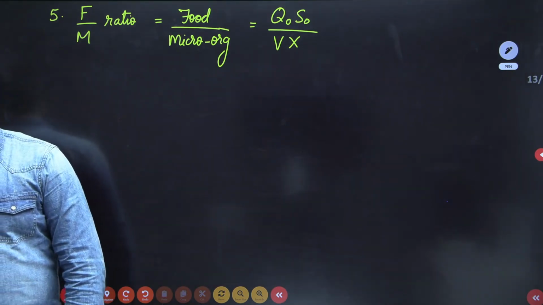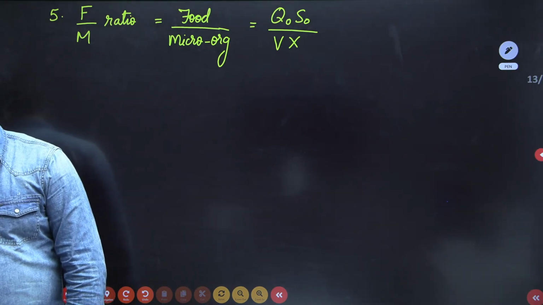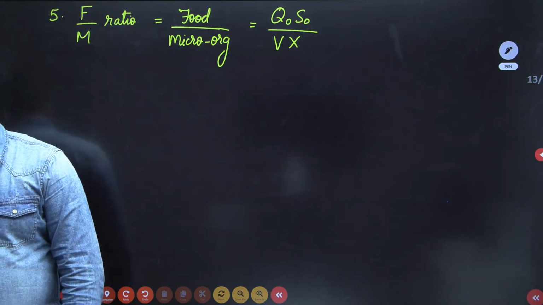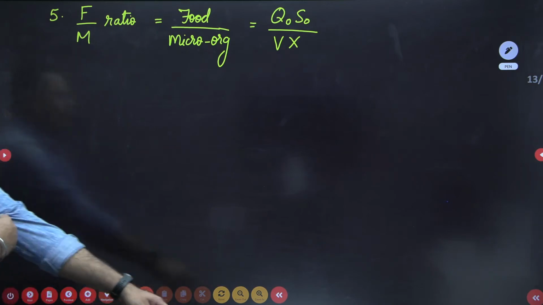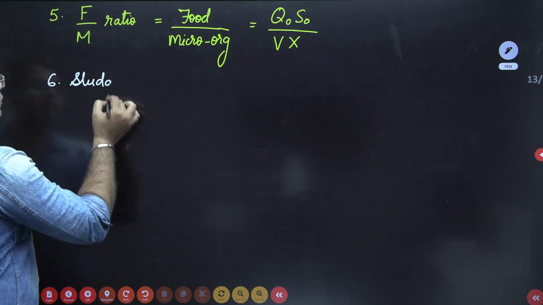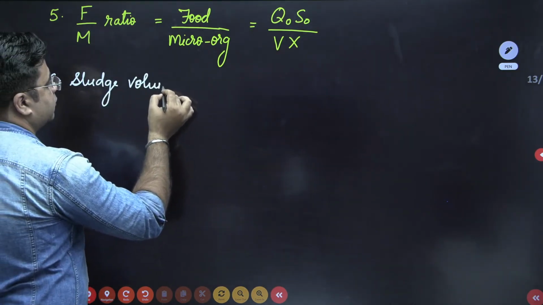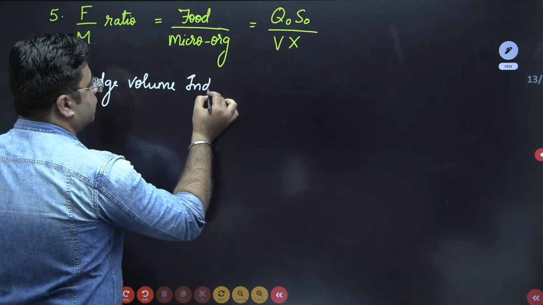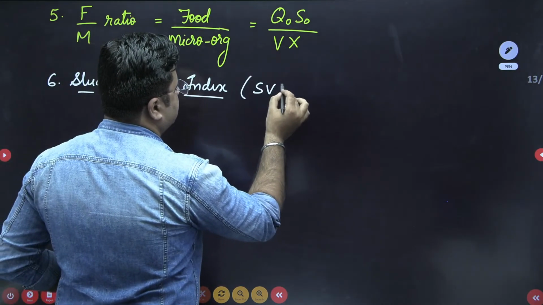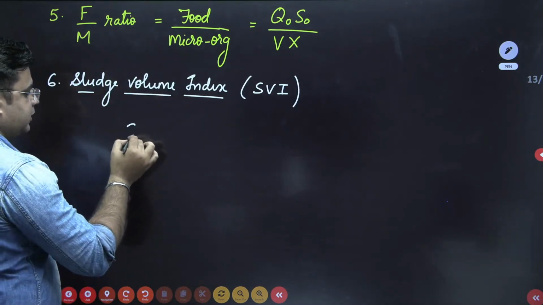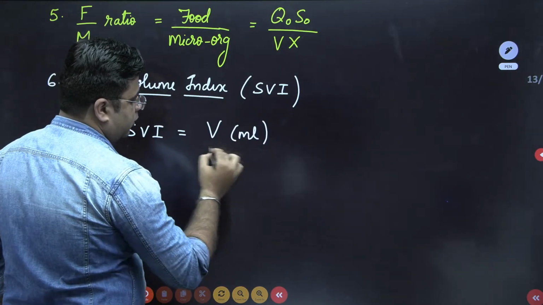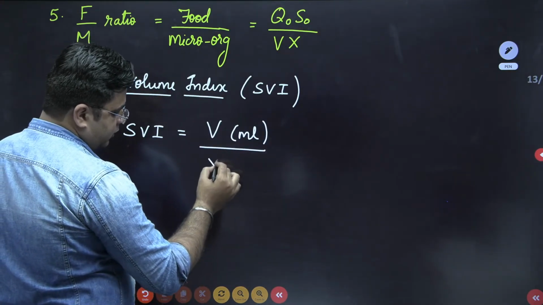Okay. After this, we have one more parameter which is termed as sludge volume index. Next one is your sludge volume index. So sludge volume index, SVI, is simply volume in ml for the settled sludge in grams.